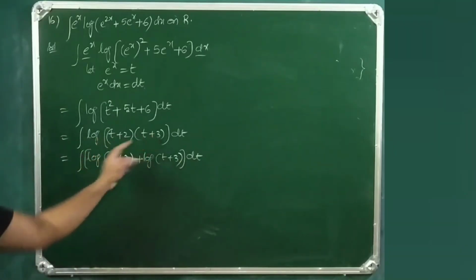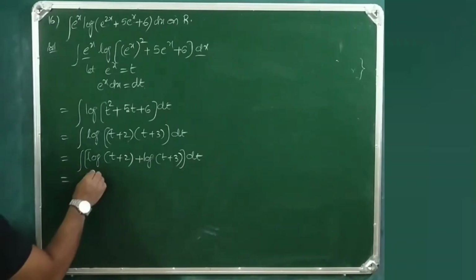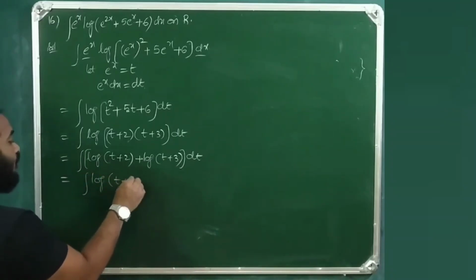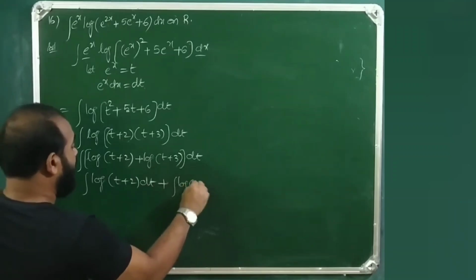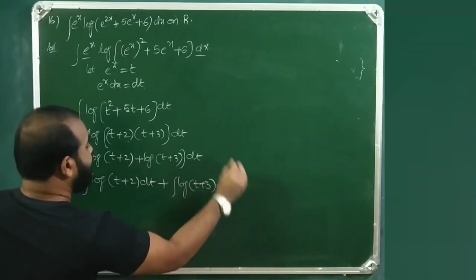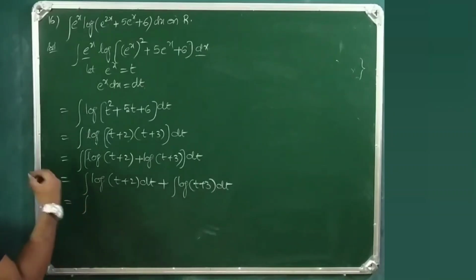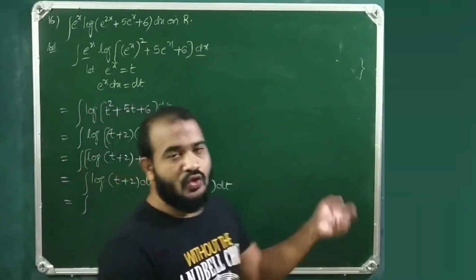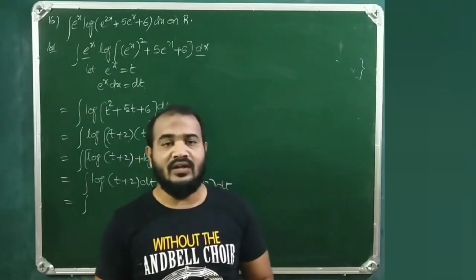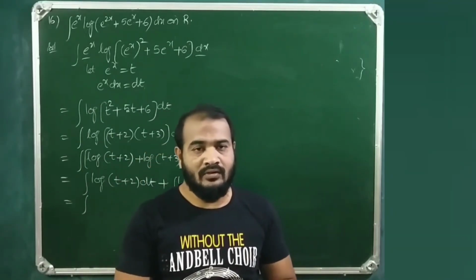Log AB is log A plus log B. Now this is integral of log(t+2) dt plus integral of log(t+3) dt. Now this is equal to, so integration by parts is also applicable when the integrand is only one function.